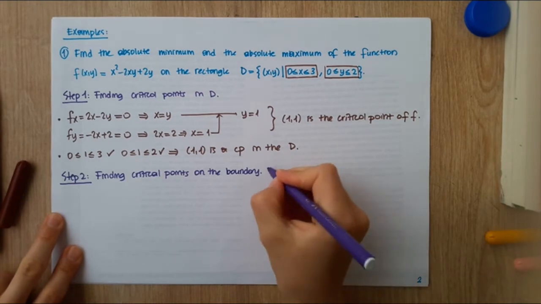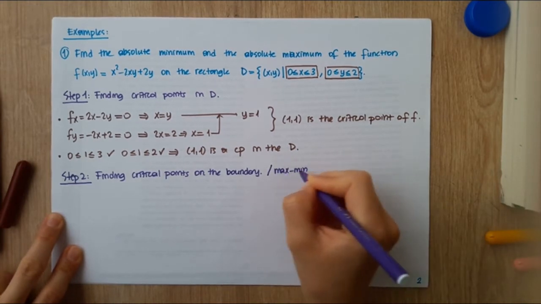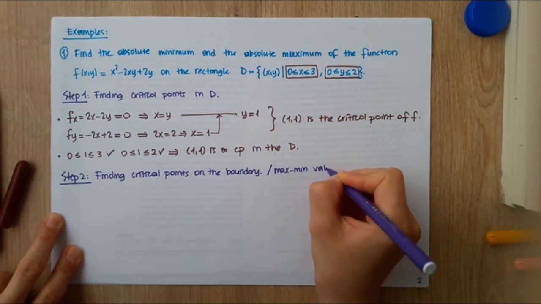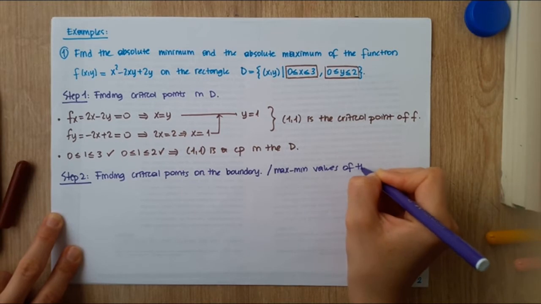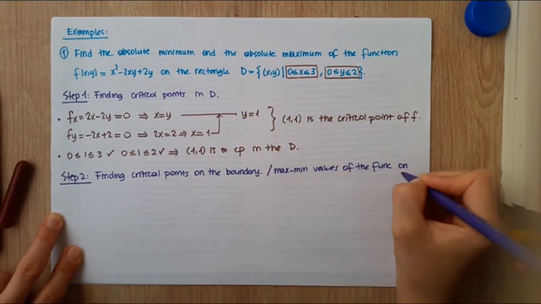Critical points or maximum, let me write it like that, max or minimum values. In other words, the local max or local maximum points of the function on the boundary.